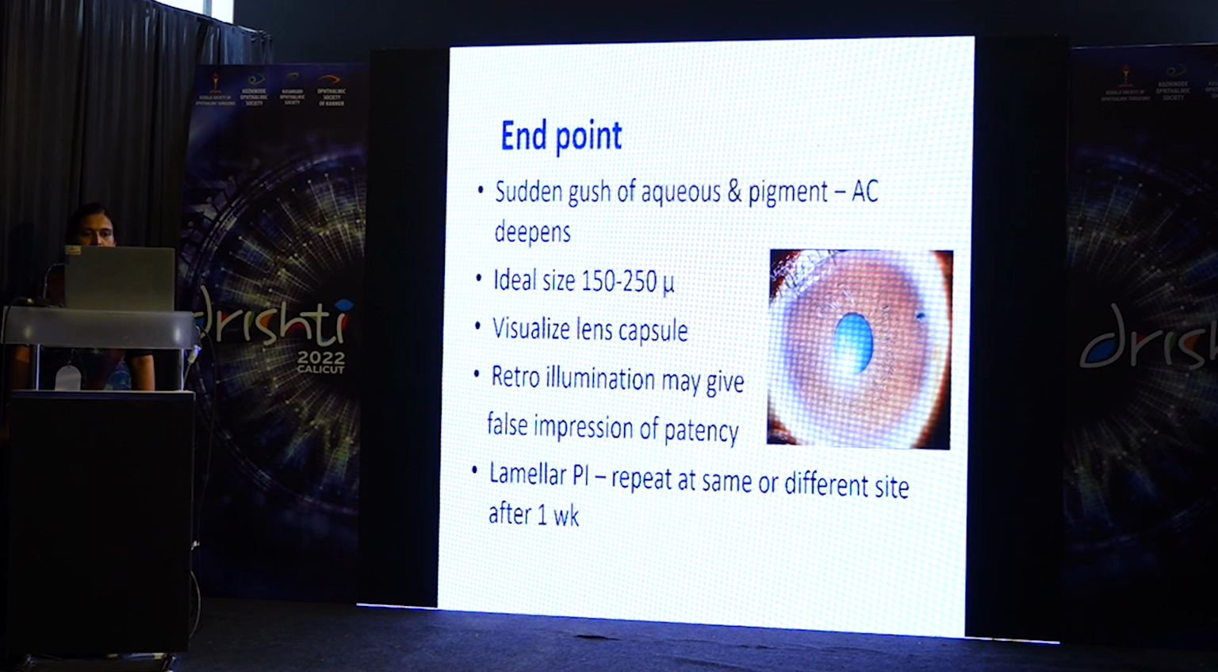The end point is there will be a sudden gush of aqueous and pigment with a deepening of the anterior chamber. Ideal size is 150 to 250 micron, and you have to visualize the lens capsule, not rely on the red glow, because retroillumination may give a false impression of patency. What will you do if you get a lamellar peripheral iridotomy? You have to repeat at the same or a different site after 1 week, once the inflammation has subsided.